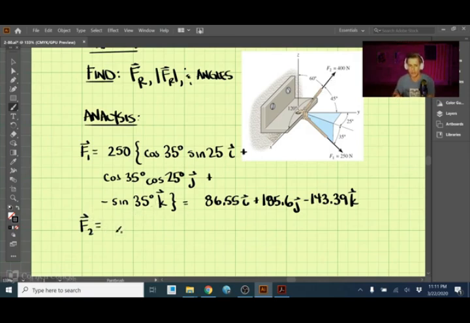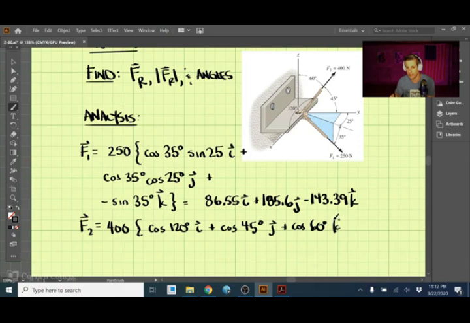So F2, we know the magnitude is 400. So in the x direction, all right, so x is out here. We will do, and we have the direction for that. We have that angle as 120 degrees. So that's just cosine 120 degrees in the i direction. And then we have, in the y direction, cosine of 45 degrees in the j direction. And then lastly, in the z direction, we have 60 degrees. So that's plus cosine 60 degrees in the k direction.